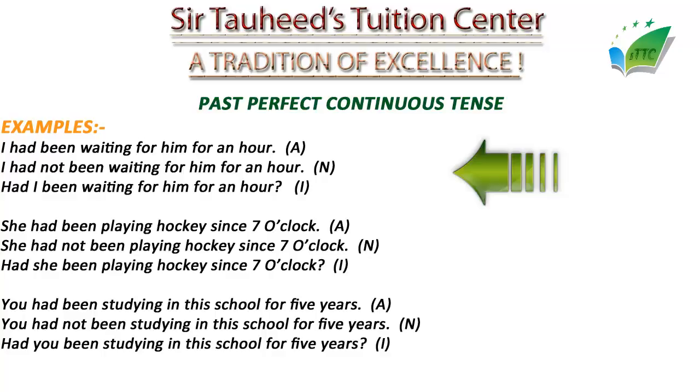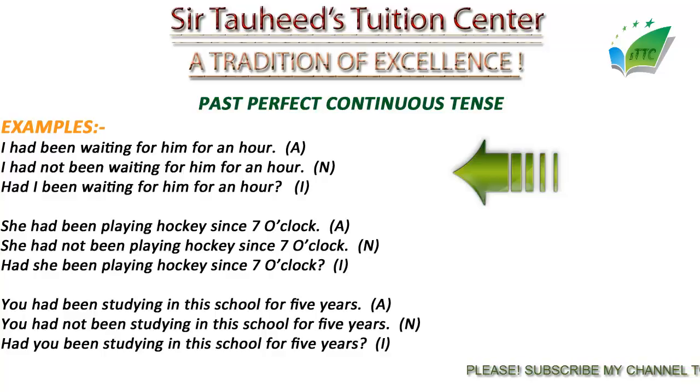It means in the past time I was waiting for him. And after him there is for an hour. It means in the past time I kept waiting for him for 1 hour. For one complete hour I kept waiting for him, and then my work was completed. So this is an affirmative sentence. I had been waiting for him for an hour. Means I was waiting for someone in the past for a complete 1 hour, and then I stopped waiting for him.